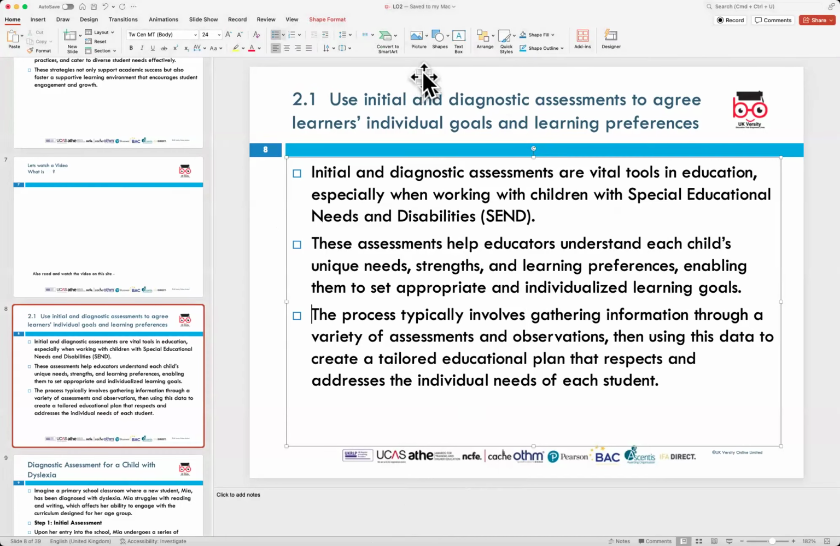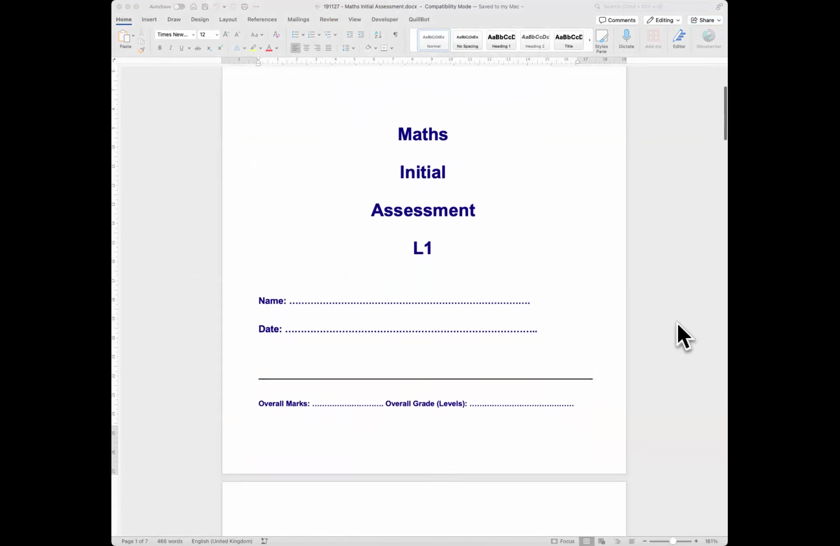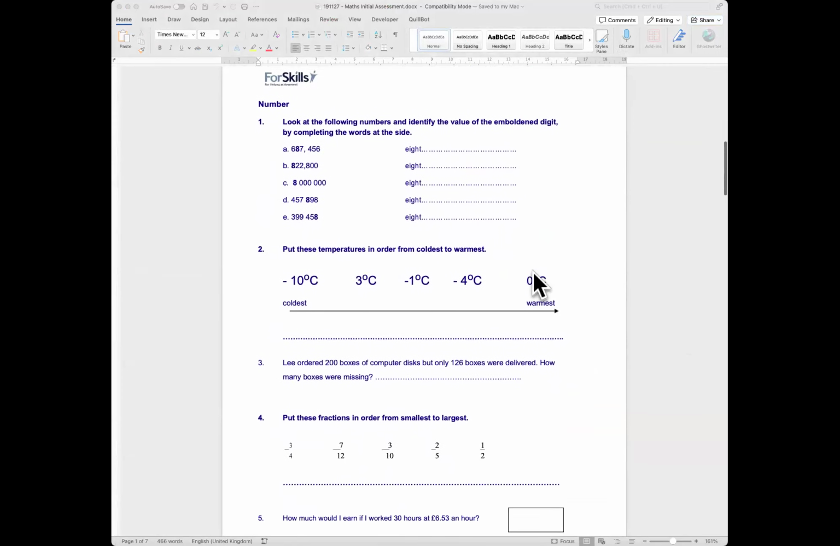And if we find that there are learners who are struggling, who are not able to cope with something that we are teaching in the class, then we use diagnostics to come to our rescue, determine if there are issues or uncover problems, and then look at how we resolve them. So this is an example of initial assessment directly related to your assessment criteria, because it talks about using initial and diagnostic assessments to agree learners' individual goals and learning preferences. One of them is this that you normally end up doing.